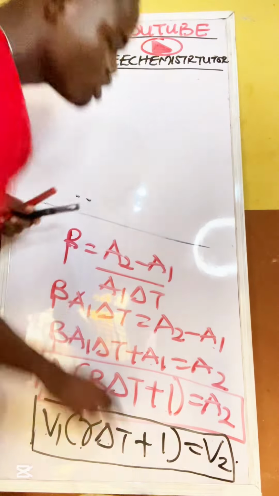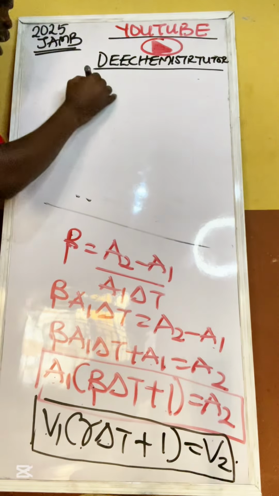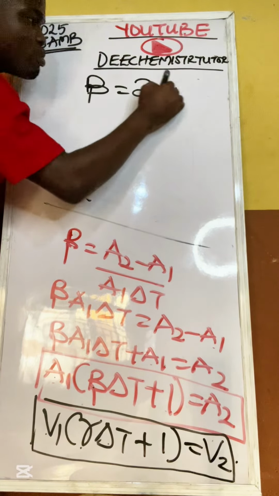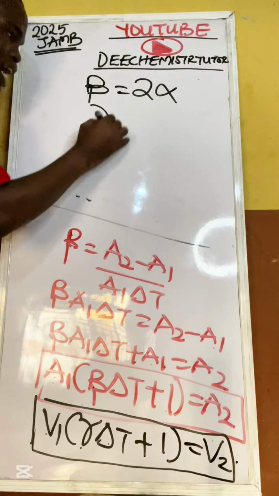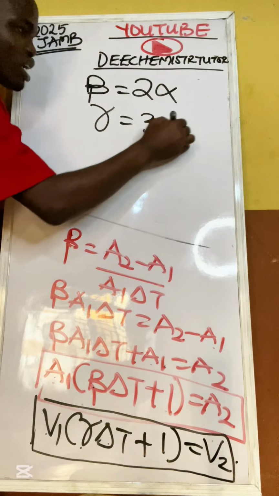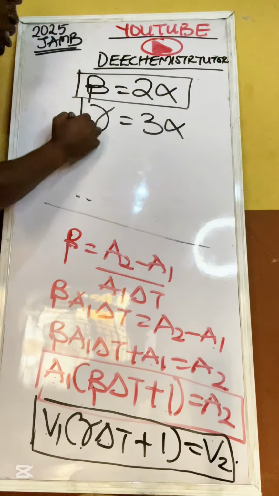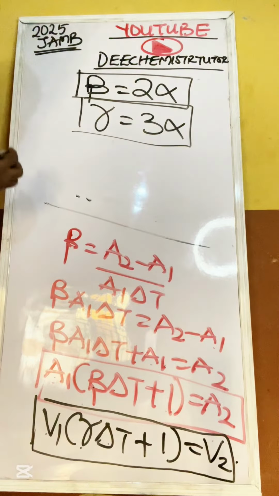People don't know. Note that beta, it is area expansivity, is what? 2 times alpha. Then gamma is 3 times alpha. Never forget this. Never forget this. If you forget this, don't go and write that exam.